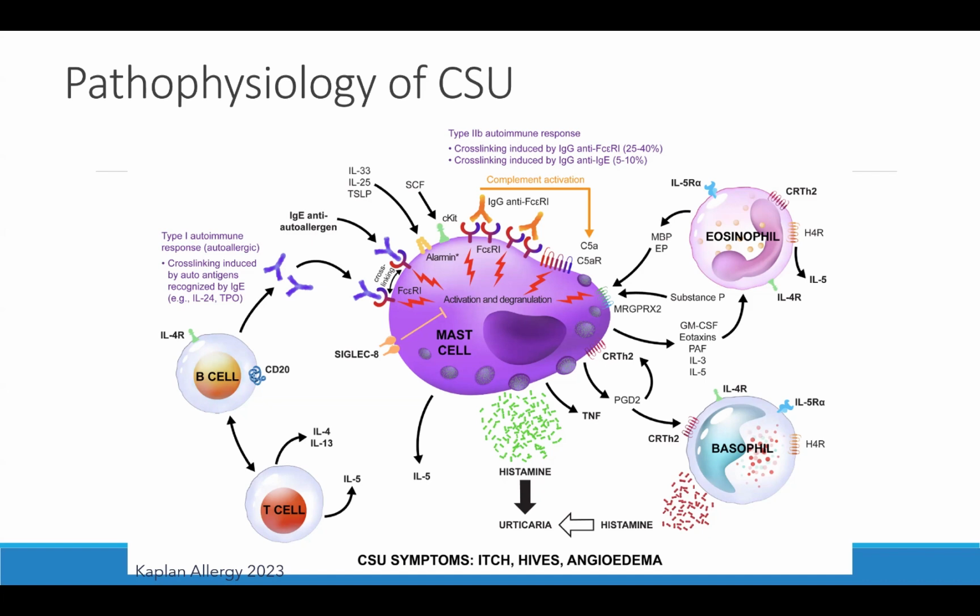While the type 2b autoimmune response is due to the presence of IgG and possibly IgM antibodies to the high-affinity IgE receptor or IgE cross-linked high-affinity IgE receptor or high-affinity IgE receptor-bound IgE respectively. There is then activation and degranulation of the mast cell, leading to the release of histamine and the presence of CSU symptoms such as itch, hives or urticaria, as well as angioedema.